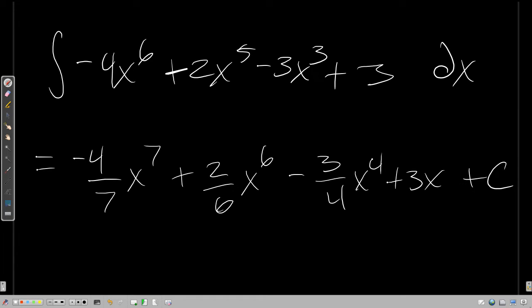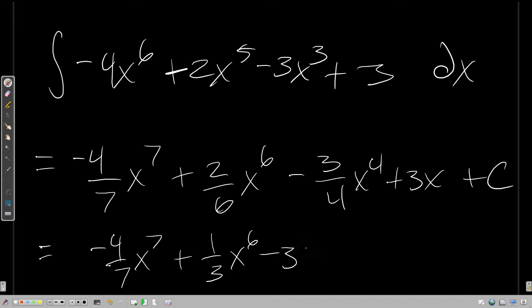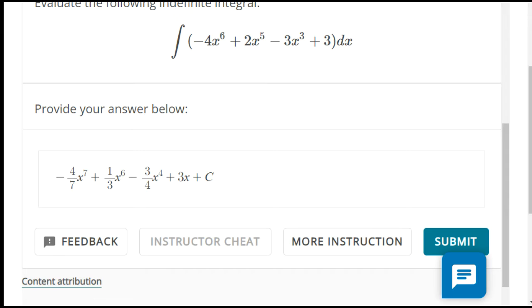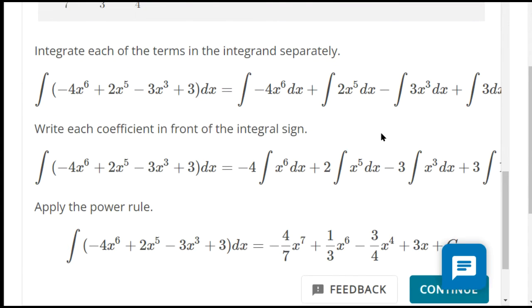There's my antiderivative. I guess clean it up a little bit, and I would have minus 4/7 x to the 7th plus 1/3 x to the 6th minus 3/4 x to the 4th plus, not much cleaning up to do. That's pretty much everything. And there it is typed in. Wonderful.